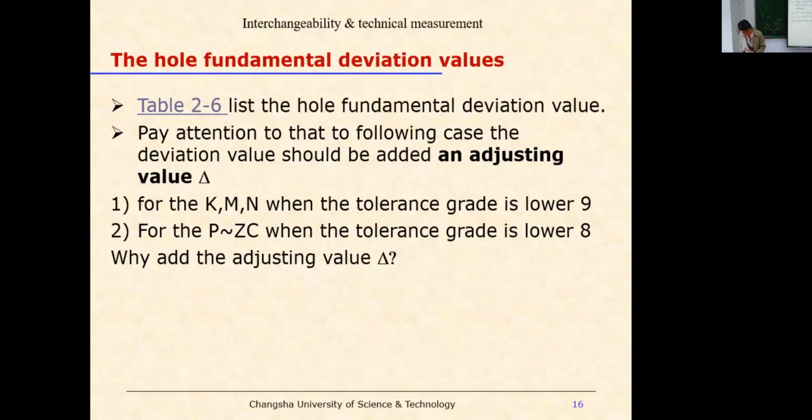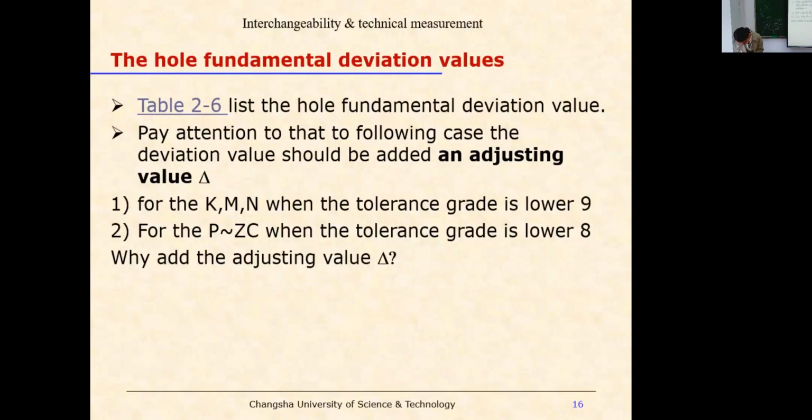Okay, and pay attention to the following case, where the deviation value should be added as an adjusted value. When you find page 34, for J, K, M, for the K, when the IT tolerance grade is smaller or equal to 8, the upper deviation should add delta. You find that? Right?